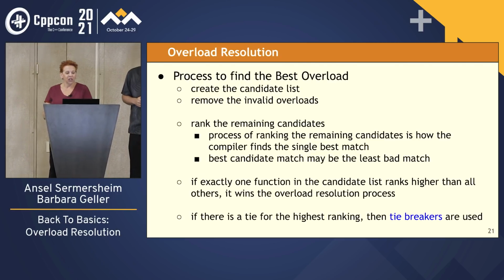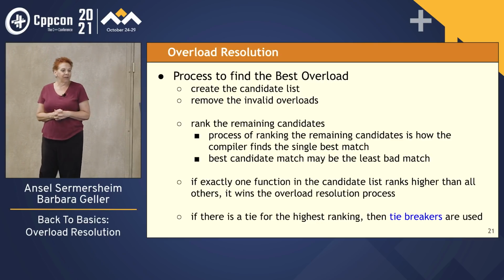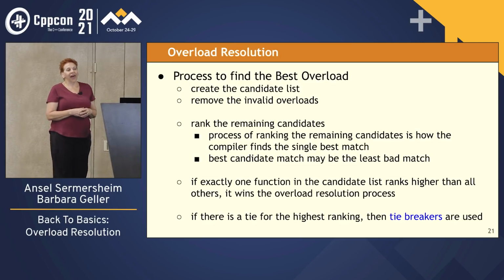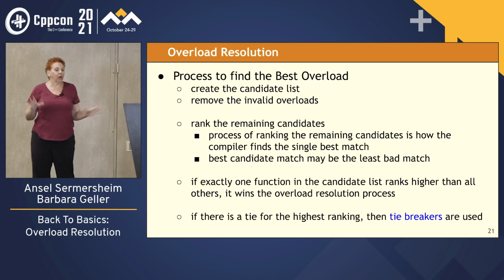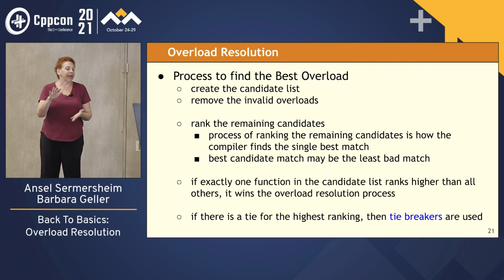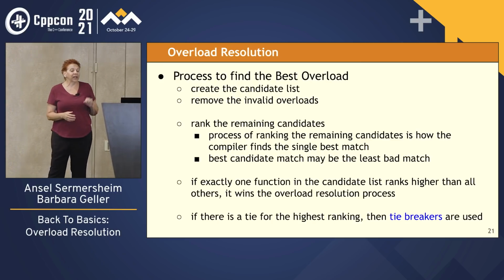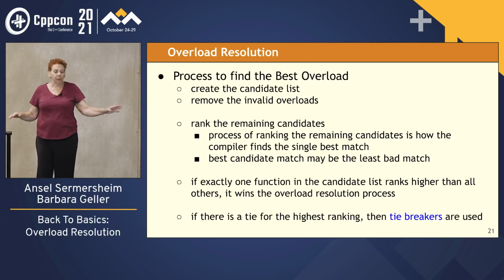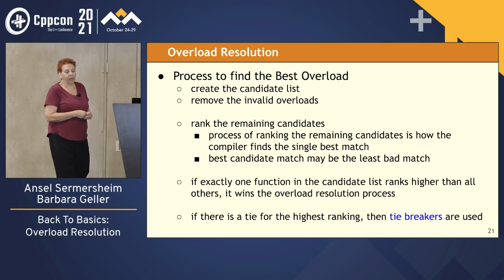Okay. So going over this overload process. We created the candidate list, and then we removed anything that was invalid. The next thing we're going to do is rank the remaining candidates. And this is where the crux of everything happens, in the ranking. If at this point there is one candidate that is the highest ranking, or there's only one in the candidate list, we're done. And we have a winner, and that winner gets called.